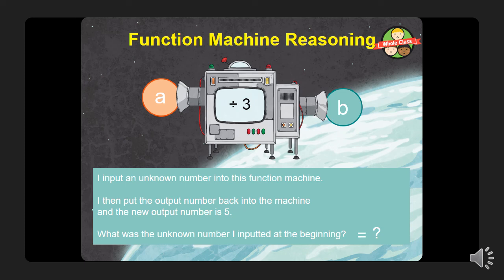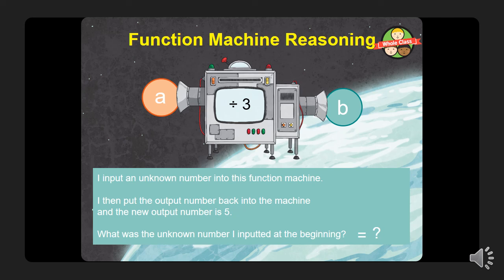Fantastic. Now let's go through the answer together. Hopefully you remembered that if we only know the output, then we can use the inverse. So if 5 was the number that we got, then what is it that we need to do in order to go backwards? Well, the function is divided by 3, so we need to find the inverse, which is multiply. So we're going to multiply by 3. So we know our finishing number was 5. So 5 times 3 gives us 15.